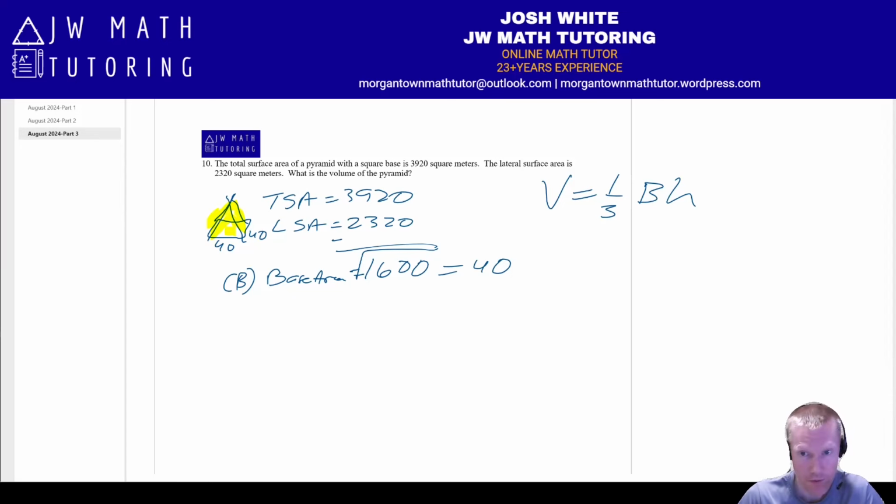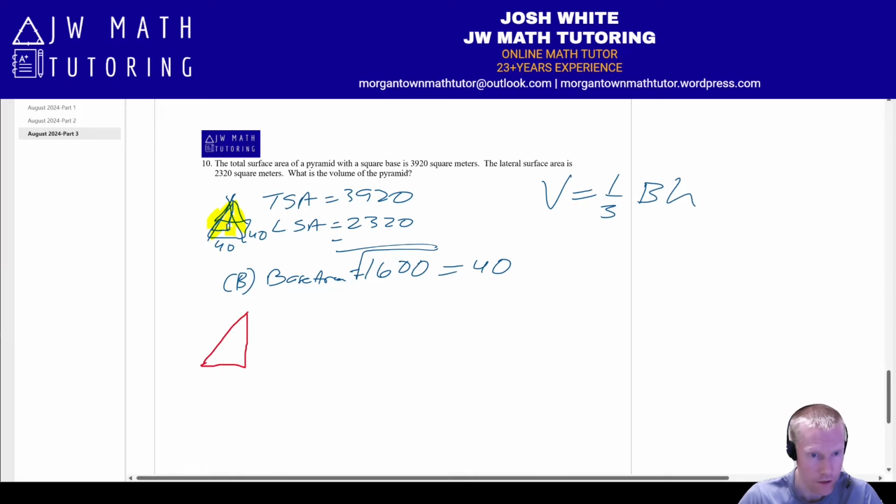All right, so next we have to find the height. The way we do that is, the height is here. You have to set up a right triangle where you have the height, and the hypotenuse is the slant height, which I usually call L. And then this side down here is half of one of the sides of the base, meaning it's 20, not 40, because it only goes half the way across. So in order to find the height, we need to know L, the slant height.